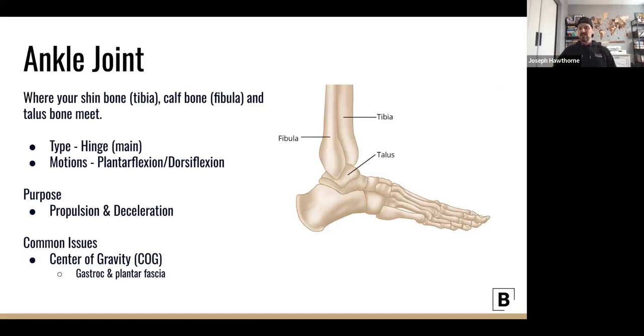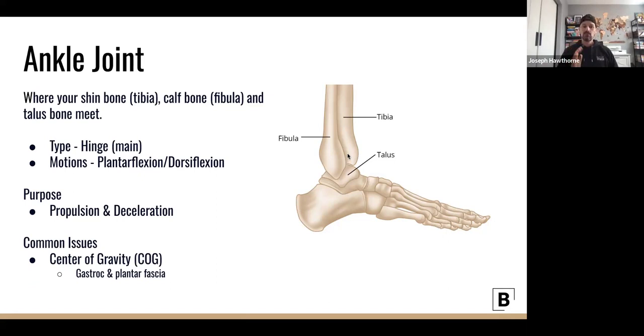So let's look at the ankle joint. It's really where your shin and your calf basically all meet. You don't need to really know tibia, talus, and fibula. If you want to learn all the anatomy, go for it. Cool. But we just need to understand that specific joint, the talus-tibia joint.